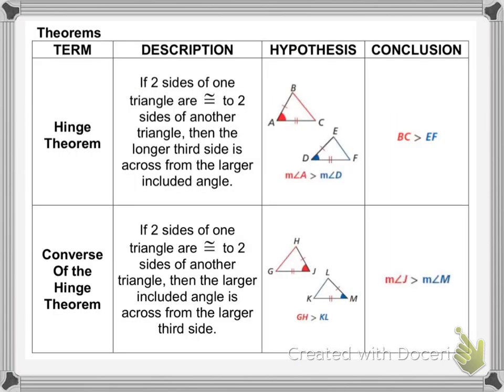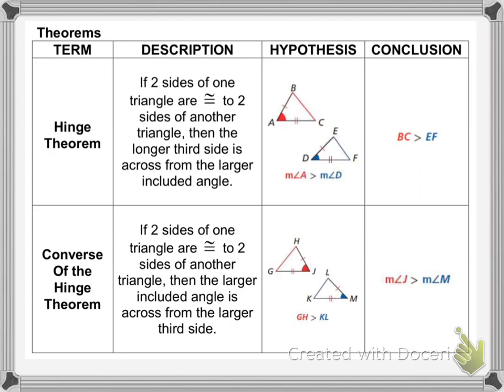All right, there's two more things we're going to learn. These are two theorems, which are just basically rules or laws that we follow that describe geometric figures and their relationships. And they're kind of opposites of each other. So if you understand one, the reverse of that is also true. So the first thing we have is the hinge theorem.